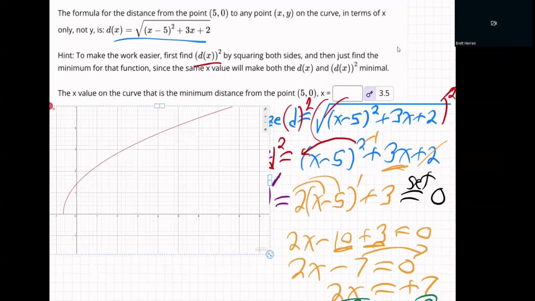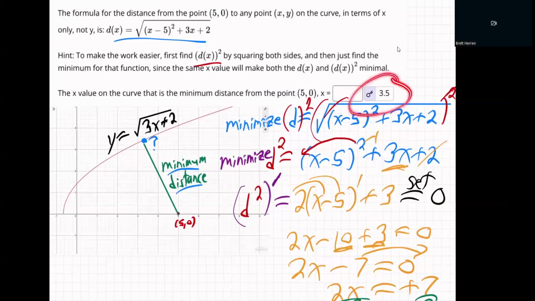And that's the x value they got right there to make minimal distance. There it is. Right there, 3.5, that's our x value. That's the point, and it looks like 3.5, doesn't it? Pretty close. See, that x value is about 3.5. The dot's right there. That's going to be the point on the curve closest to the point (5, 0).